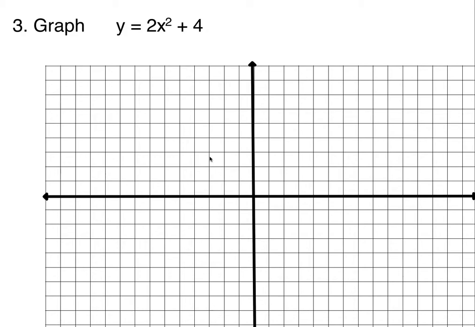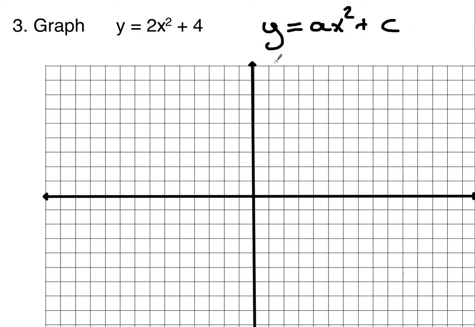Okay, so this video is about lesson 5.2, and we're going to talk about some properties of parabolas and specifically how to graph them. So we're going to start with graphing a parabola that looks like this. It has that x squared term and then it has some constant added to it afterwards. We call this a parabola that's in the form ax squared plus c.